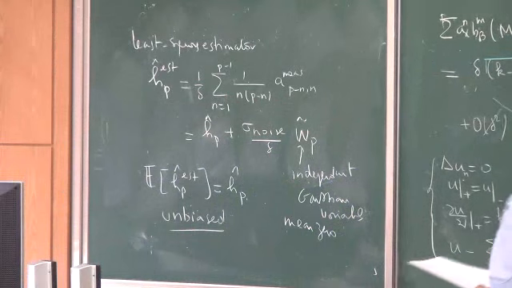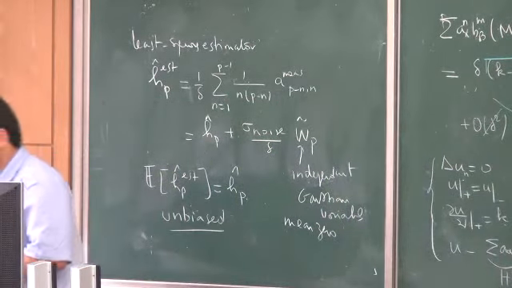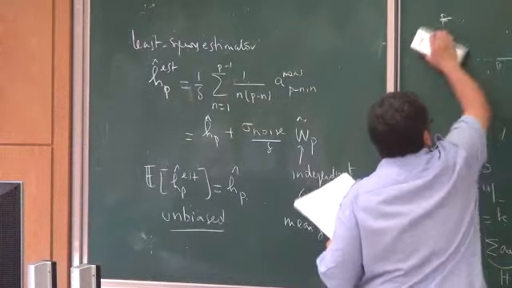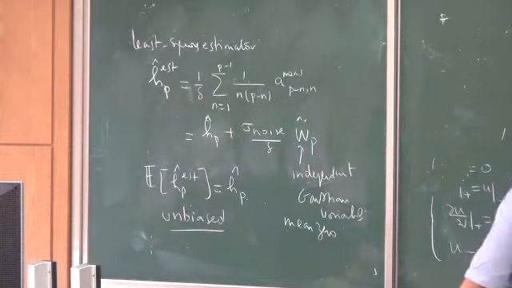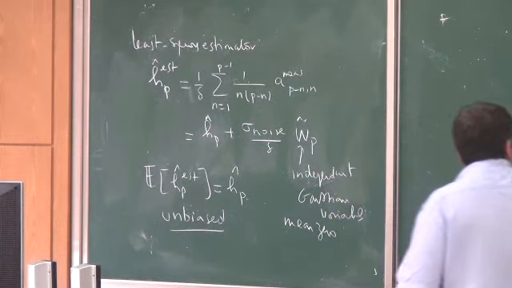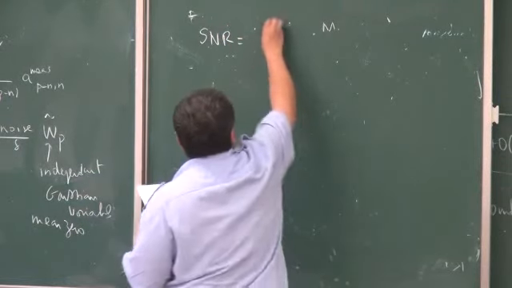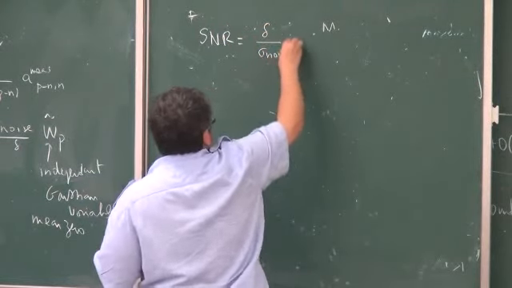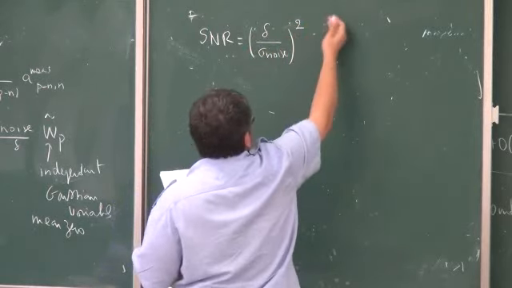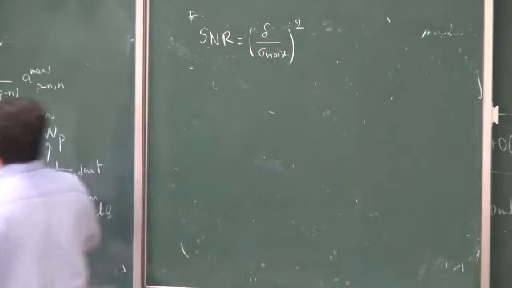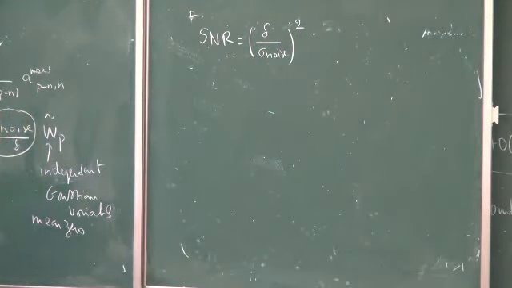So actually, let's introduce, like this morning, the notion of signal to noise ratio. What's the signal to noise ratio here? The signal to noise ratio would be delta over sigma noise squared. We define the signal to noise ratio as delta over sigma noise squared.